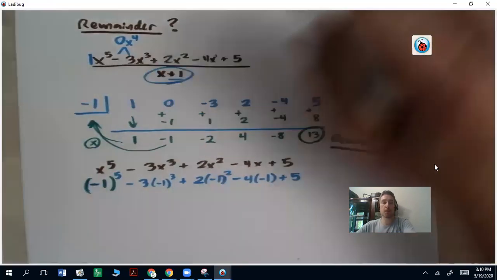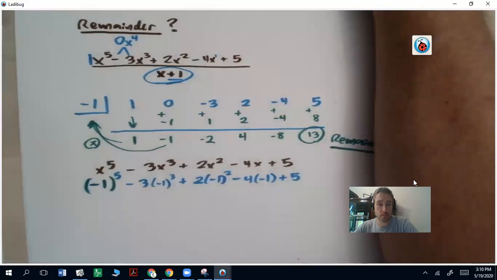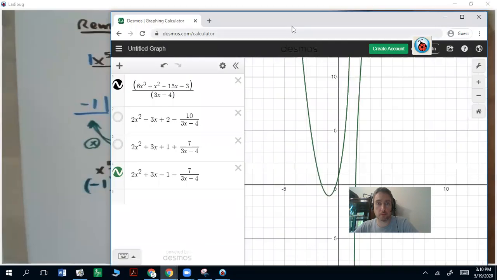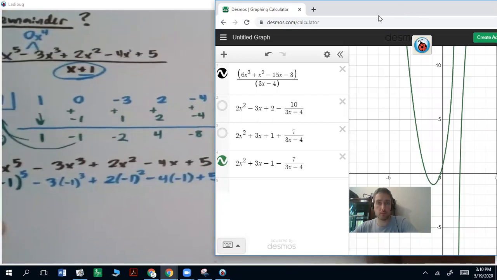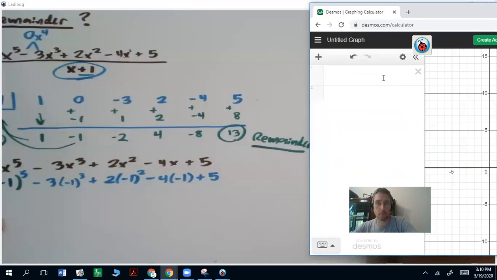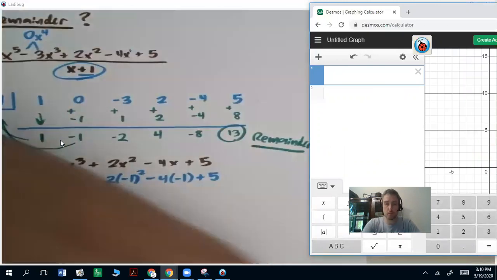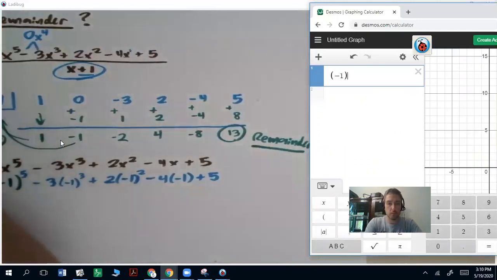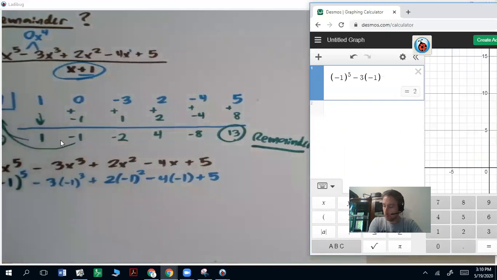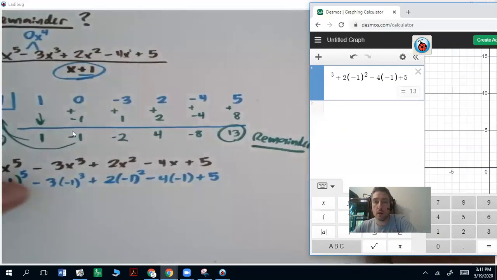And then plug that right into Desmos. The good thing about Desmos is you don't need to put in the 0. And there's your 13.